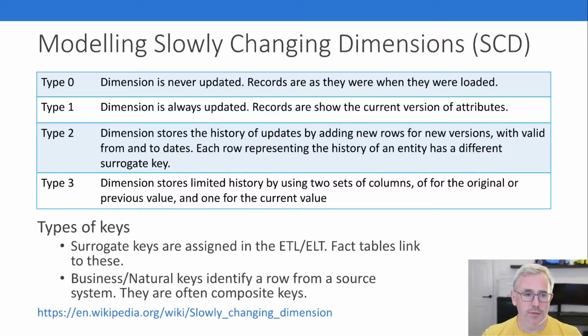And then just to cover the types of keys quickly, so our surrogate keys are assigned within the ETL or ELT process. The fact tables link to these particular keys. And it's really important that we assign these because the business keys or the natural keys, which identify a row from the source system, can be unreliable. So if you've got a customer that's identified by email address and that email address changes, then that means that we need to be able to deal with that in the ELT process, but that key isn't reliable across history. Also, they're often in composite keys, so we'll often store the source system along with the source identifier.